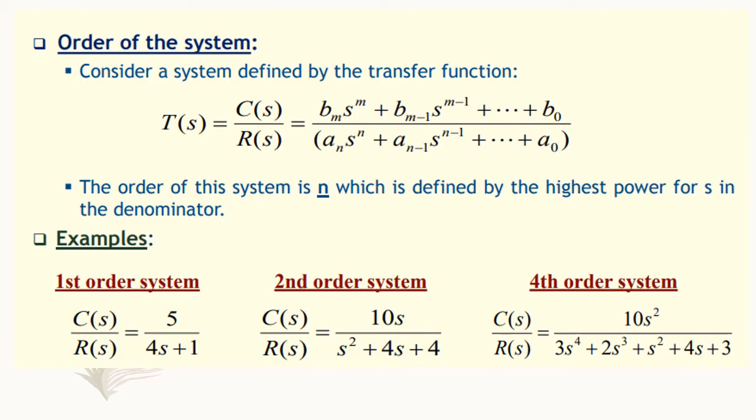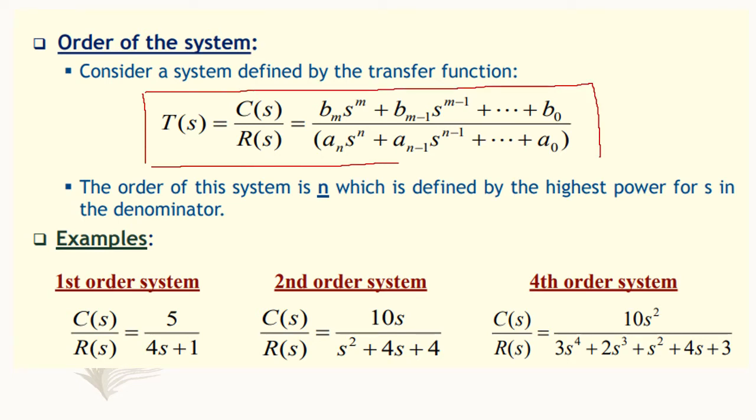Consider a system defined by a transfer function. This is a generalized transfer function. T of s is equal to C of s divided by R of s, which is b_m s to the power of m plus b_(m-1) s to the power of m minus 1 till b naught, in the numerator. In the denominator, a_n s to the power of n plus a_(n-1) s to the power of n minus 1 till a naught. The order of this system is n, which is defined by the highest power of s in the denominator.